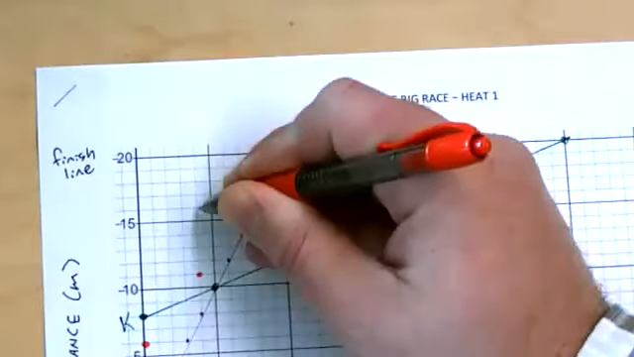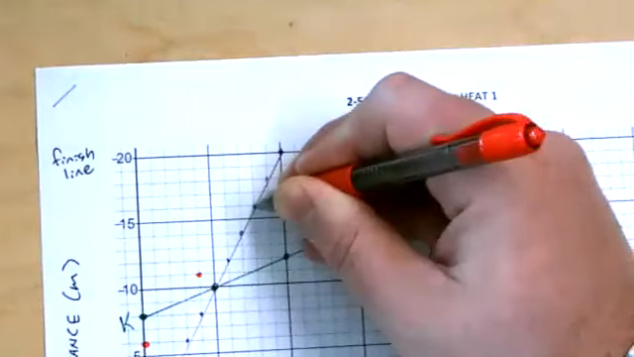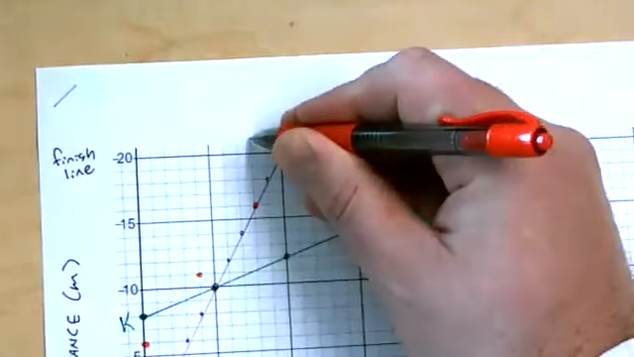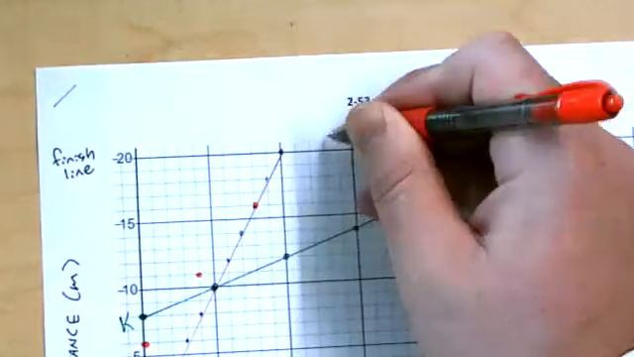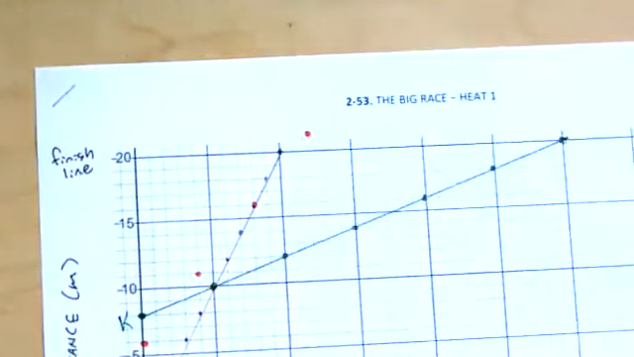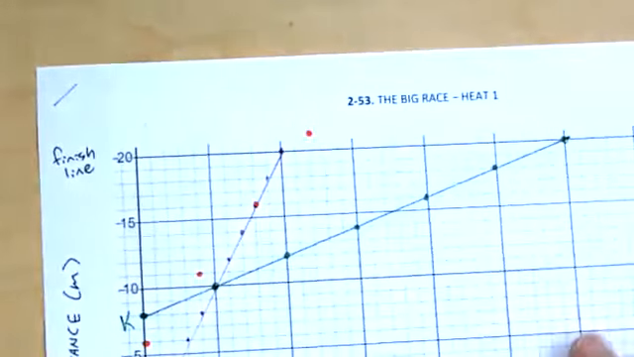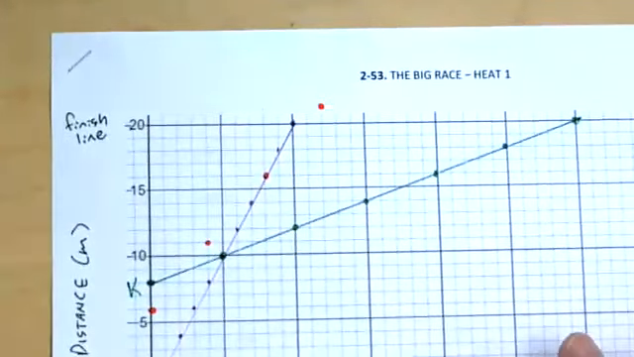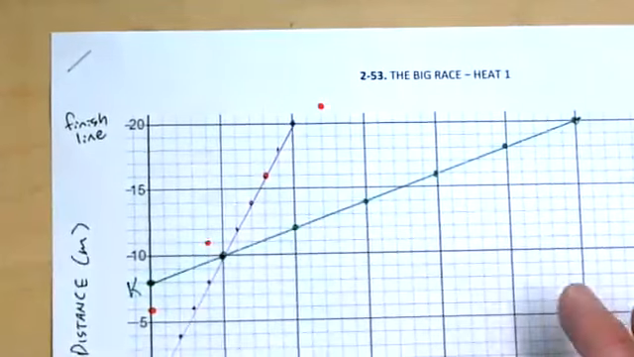Up 5/4. Up 5. Ooh, that takes me off the graph, but that's okay. I can kind of fake it. Over 1, 2, 3, 4 would be about there-ish. And we'll draw a line for Evie.